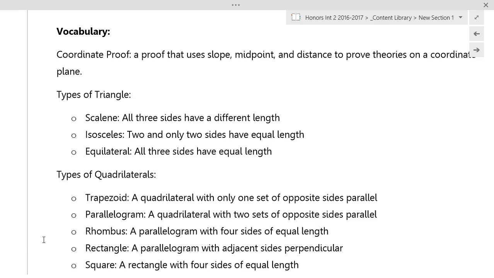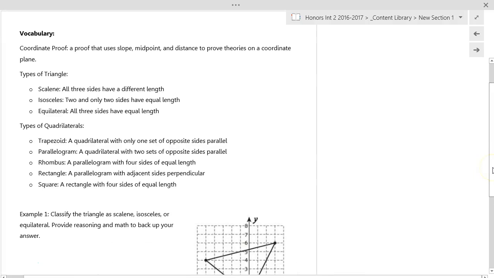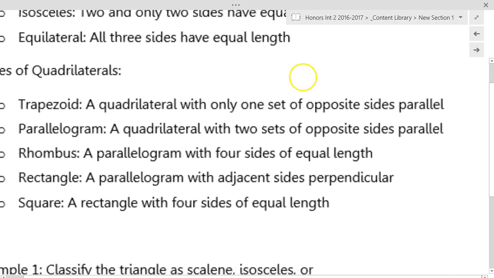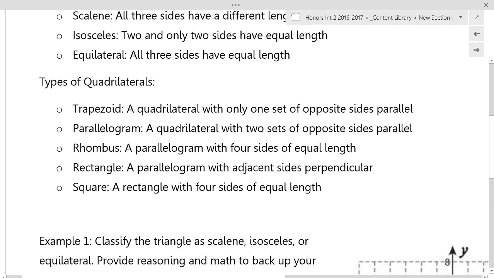All right. Quadrilaterals are a little bit trickier because there's a lot more different types of them. So for a quadrilateral, you have a trapezoid, a parallelogram, a rhombus, a rectangle, or a square. For quadrilaterals, we always start by looking at, do they have parallel sides or not? So a trapezoid is a quadrilateral with only 1 set of parallel sides. 1 set of opposite sides parallel. So it's something that looks like this, right?